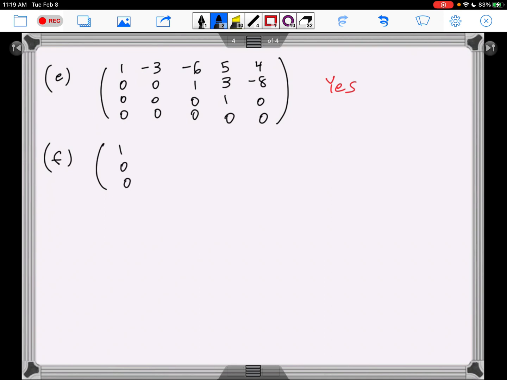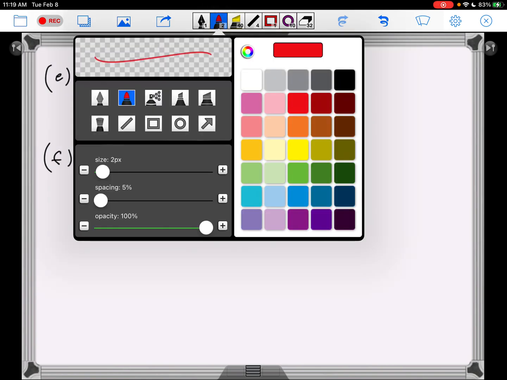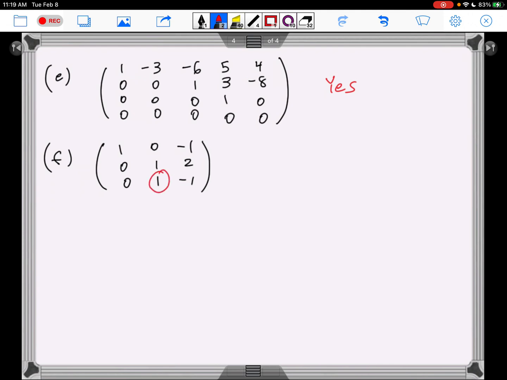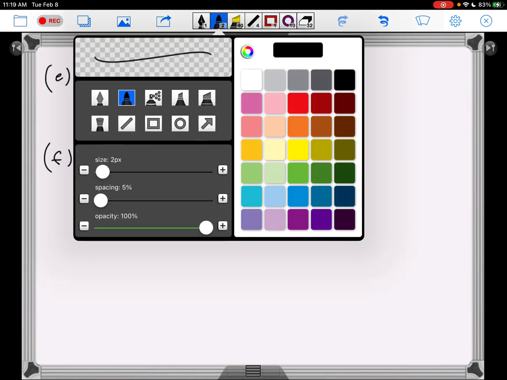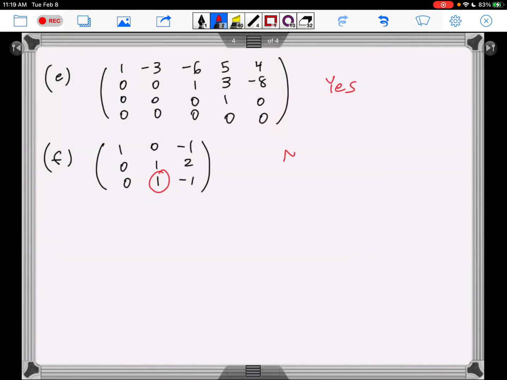How about this? 1, 0, 0, 0, 1, 1, negative 1, 2, negative 1. What's the problem here? The problem with this one is this one right here. That should not be there, right? Because all the leading ones have to be to the right of the leading 1 in the row above it. And so the answer to this would be no. So that's the end of that example. I hope that clarifies what it means for a matrix to be in row echelon form.